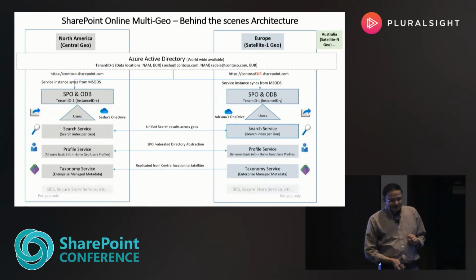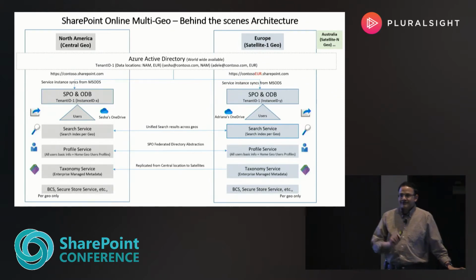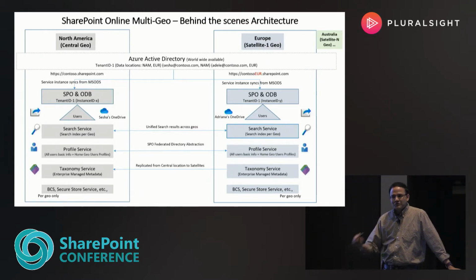But wait, if you are still using BCS, Secure Store Service, Reporting Service, all those other services that you are probably aware of, they all continue to be per geo only. So there is no notion of cross geo on some of those services. Okay? So if you have connections for your BCS connection, make sure you configure them in all the geos that you are managing. Okay, so that's the behind-the-scenes architecture for SharePoint Online Multi-Geo. You guys like it? Yeah?